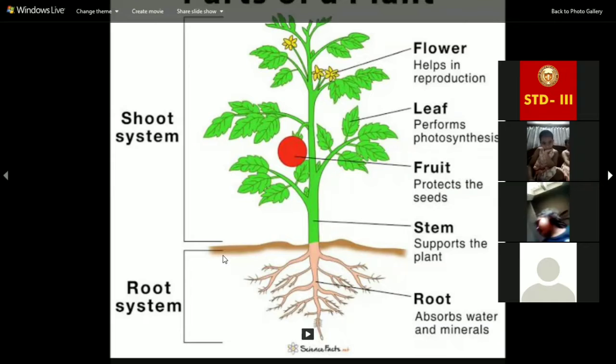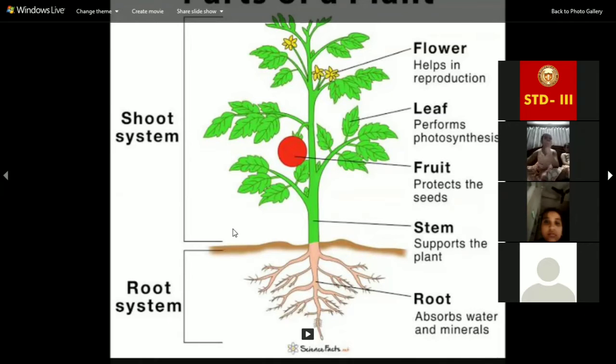Here in this picture you can see that this part which I am indicating with this cursor or pointer is called the root system because it remains inside the ground. See, this line, the brown line, indicates the ground level. So this part is inside or underground and this portion is above the ground. This part, indicated by the black line, is called root. This part remains under the ground.